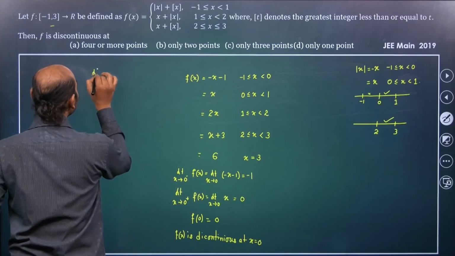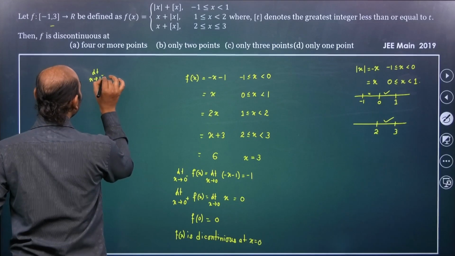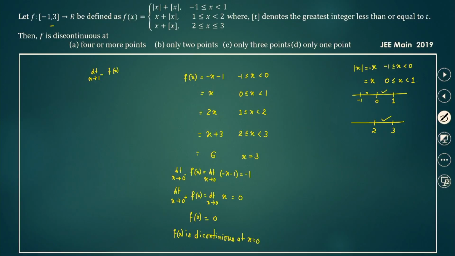So see that the limit as x tends to 1 minus f(x) becomes the limit as x tends to 1 of x, which gives me 1. Limit as x tends to 1 plus f(x) gives me 2x, by definition that gives me 2, and f(1) is equal to 2. That implies it is discontinuous at 1.